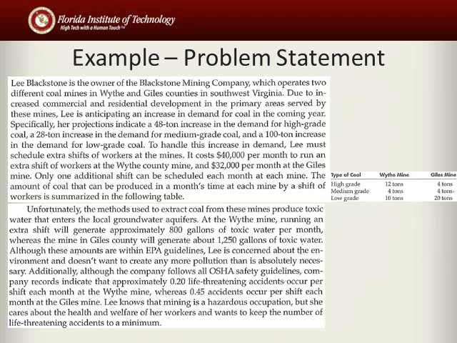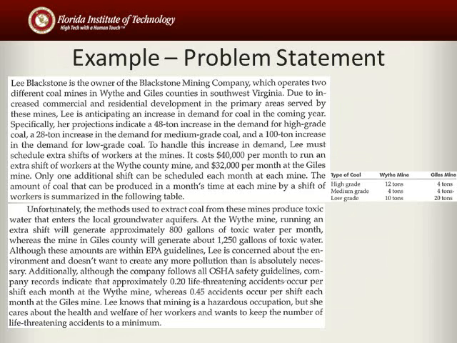Unfortunately, the methods used to extract coal from these mines produce toxic water that enters the local groundwater aquifers. At the Wythe mine, running an extra shift will generate approximately 800 gallons of toxic water per month, whereas the mine at Giles County will generate about 1,250 gallons of toxic water. Although these amounts are within EPA guidelines, Lee is concerned about the environment and doesn't want to create any more pollution than is absolutely necessary.